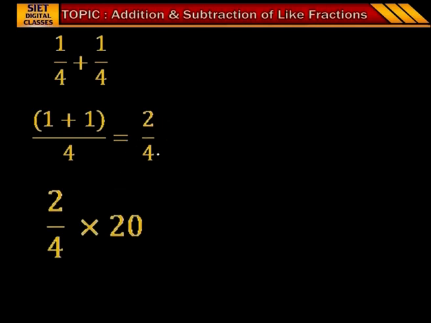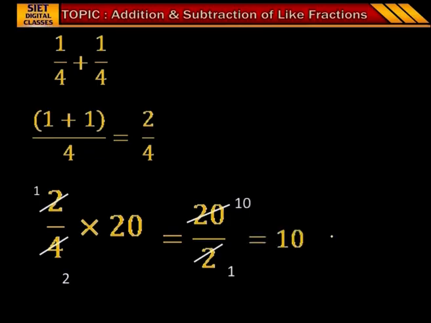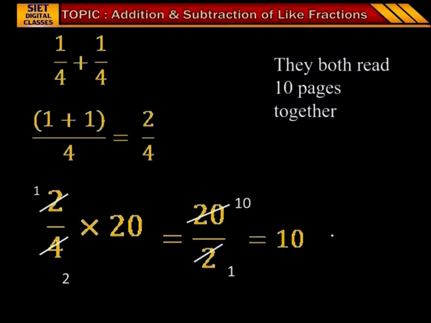So these are like fractions. Why? Because these have the same denominators. When we are adding like fractions, we add the numerators and keep the same denominator, 2 by 4. Then 2 by 4 of 20 pages means 2 by 4 into 20. So 2 ones are 2, and 2 tens are 20. So in total they read 10 pages. They both read 10 pages together.